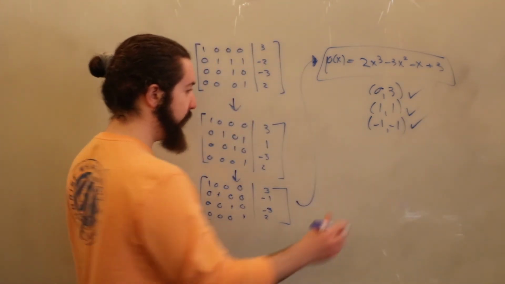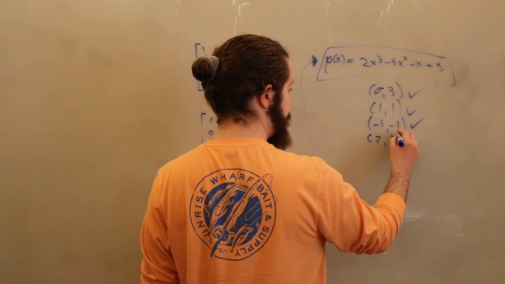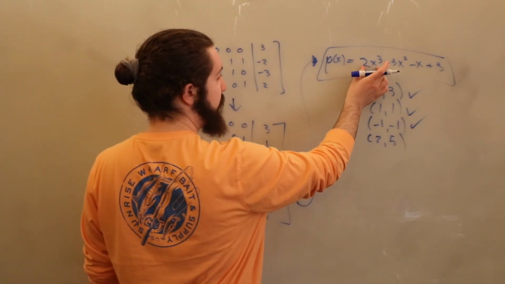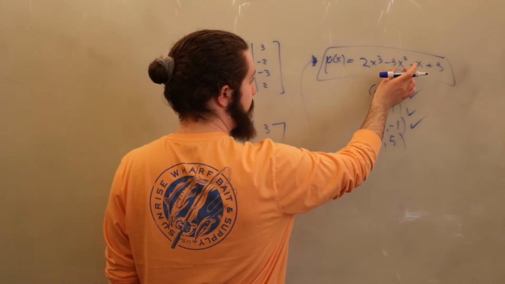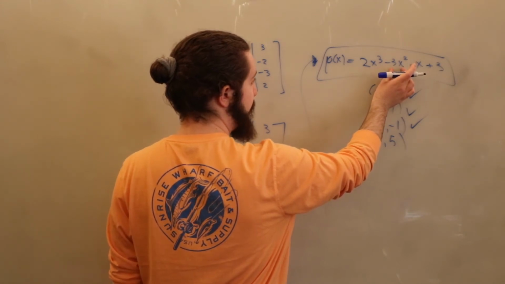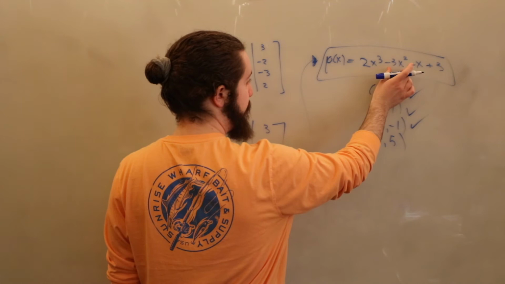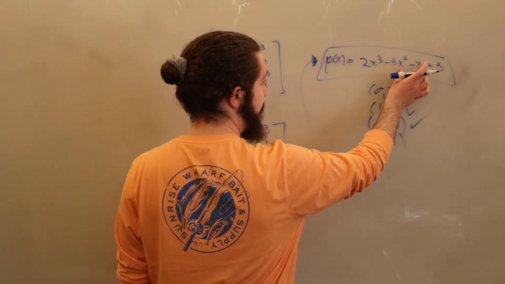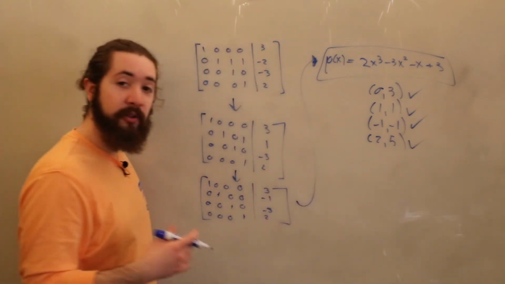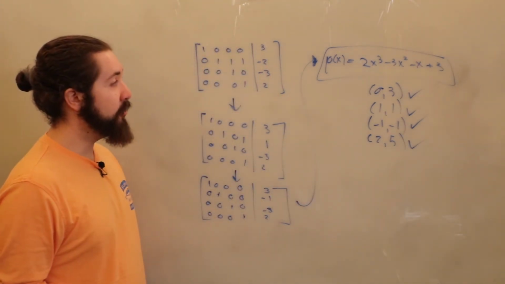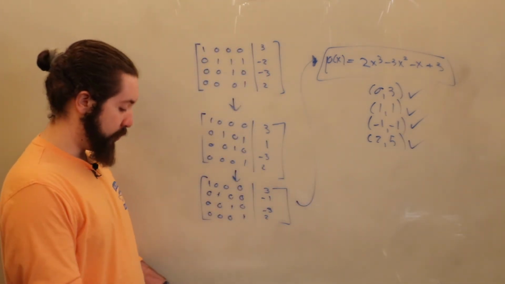And our final point was 2, 5. So this is going to be 16 minus 12 is going to be 4. Minus 2 is 2, plus 3 is 5. And our polynomial does indeed go through all 4 points.